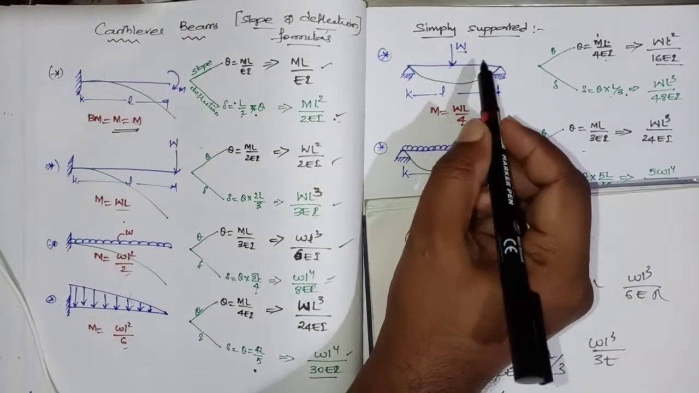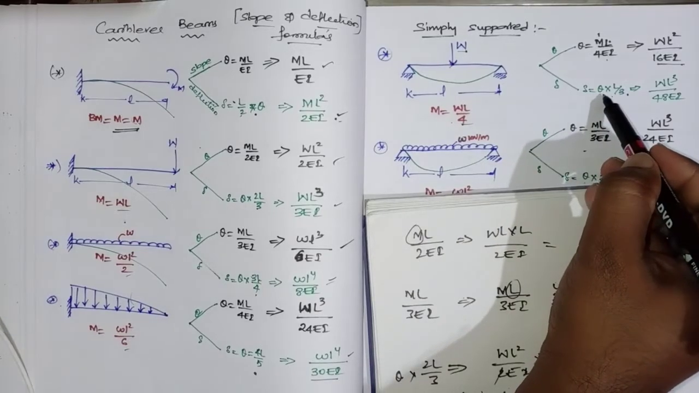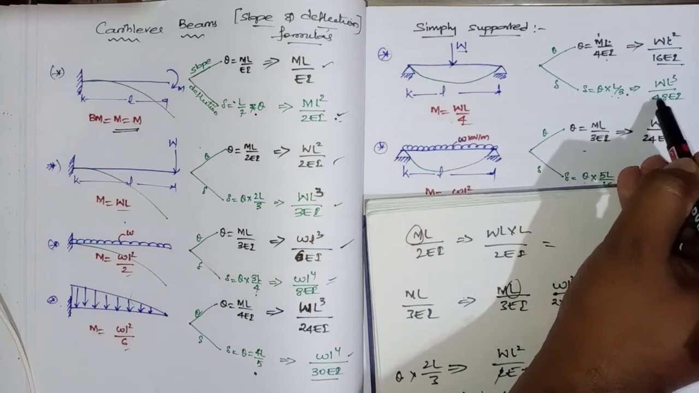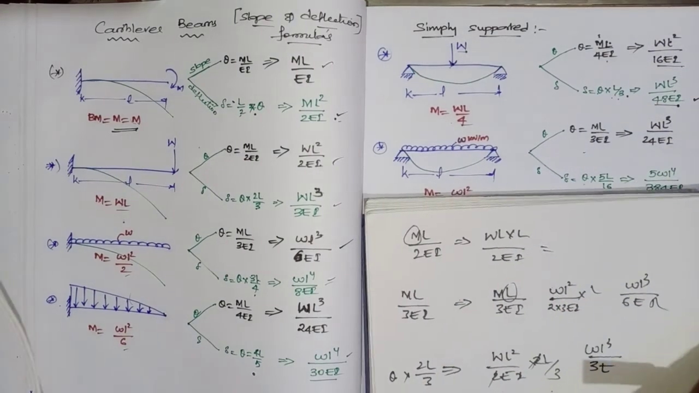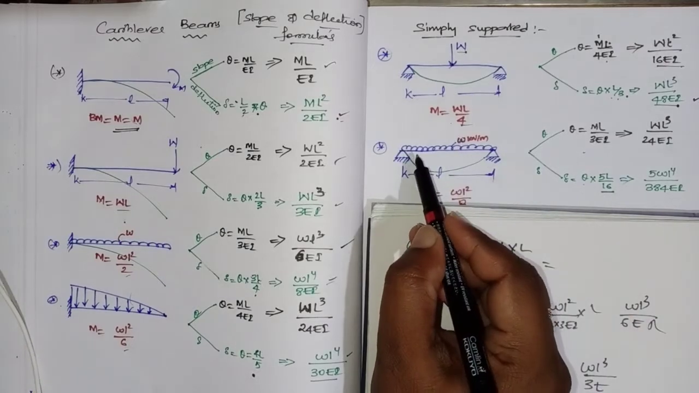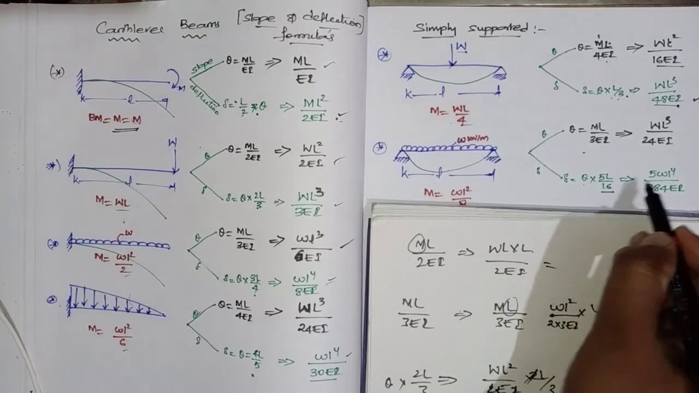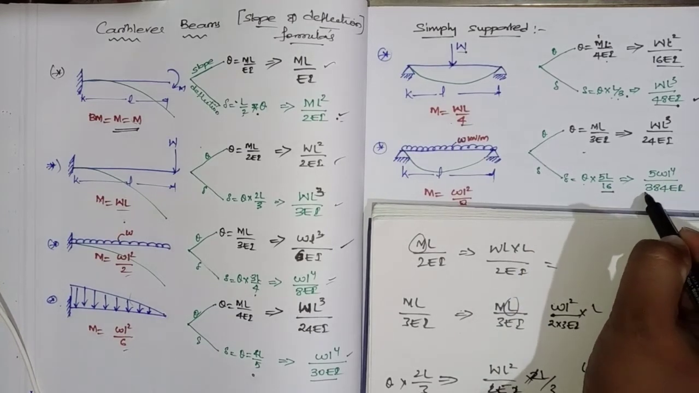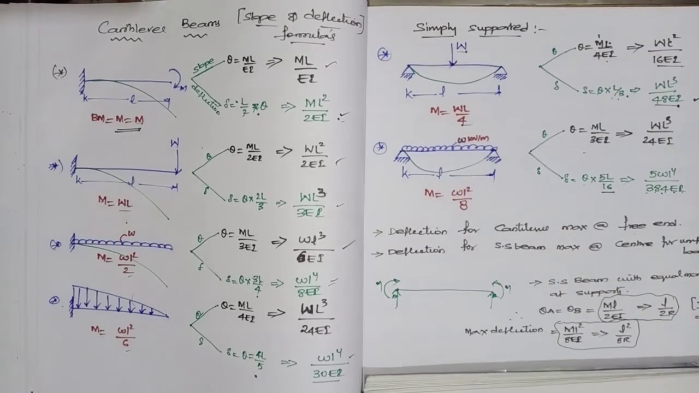Coming to the simply supported beam carrying a point load, the deflection is what? Theta into L by 3. What is theta? WL square by 16EI, into 3, so you will be getting WL cube by 48EI. Next, a simply supported beam carrying UDL throughout of W kilonewton per meter, 5L by 16, on calculation gives 5WL power 4 by 384EI. So these are some of the slope and deflection formulas.